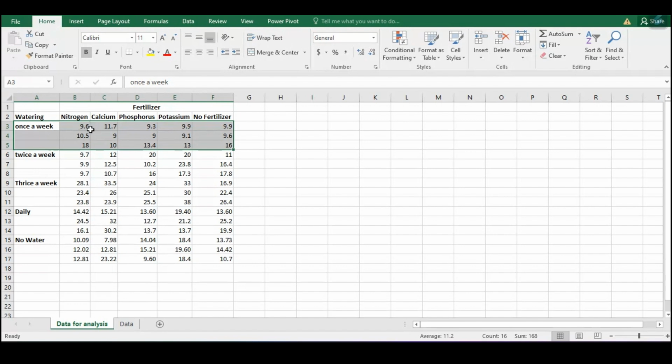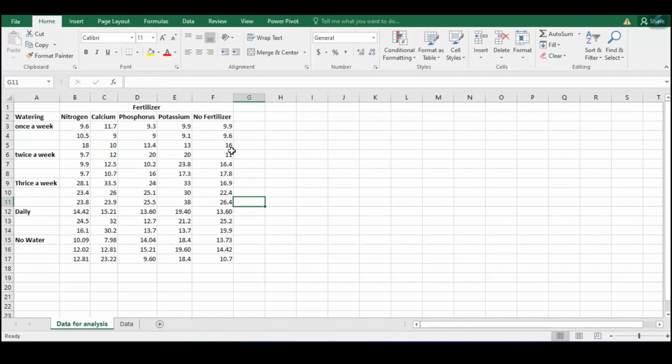And why is it with replication? You'll find that in nitrogen there were three collections. That is, we have this collection, this collection, this collection, and this happens in all of them. Like for once a week, three collections. Once a week for calcium, three collections. You can say potassium and so on, three collections. So you'll see it has been replicated thrice. For each and every factor it has been replicated three times.